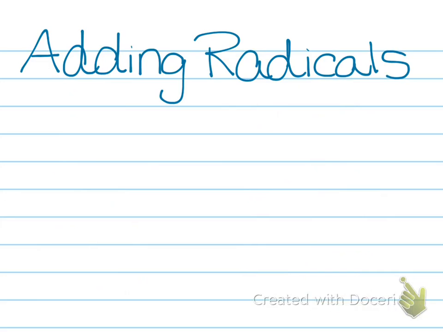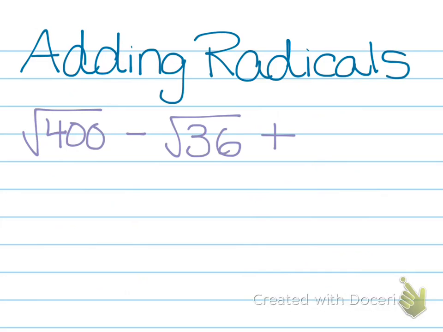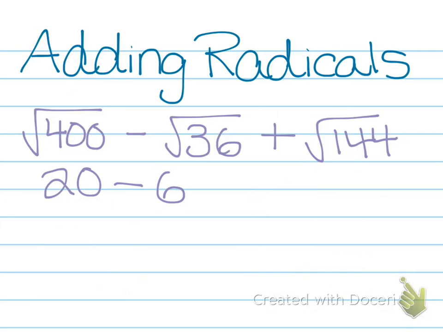Alright, so if we were to add radical functions, there's two things we can do. We can say square root of 400 minus the square root of 36, and I could then ask you plus the square root of 144. So all of these are perfect squares, so that's going to be 20 minus 6 plus 12, and we're going to get 26.